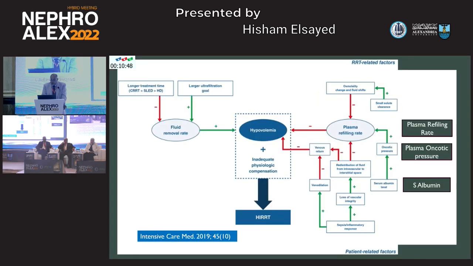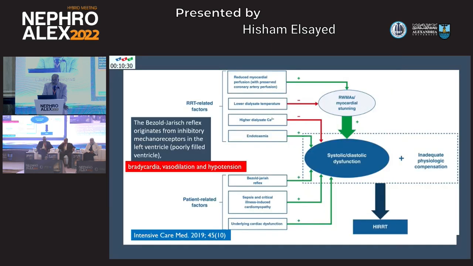In the same way, we have three main important factors. The serum albumin, the plasma oncotic pressure, and the plasma refilling rate are important in deciding the ultrafiltration profile and to prevent hemodynamic instability during renal replacement therapy. This is called the plasma refilling rate, and the plasma refilling rate is changeable.